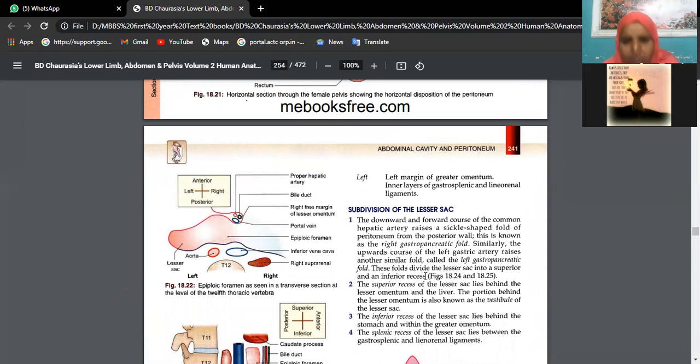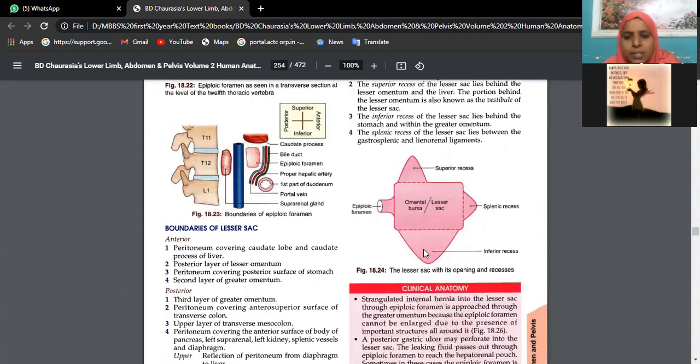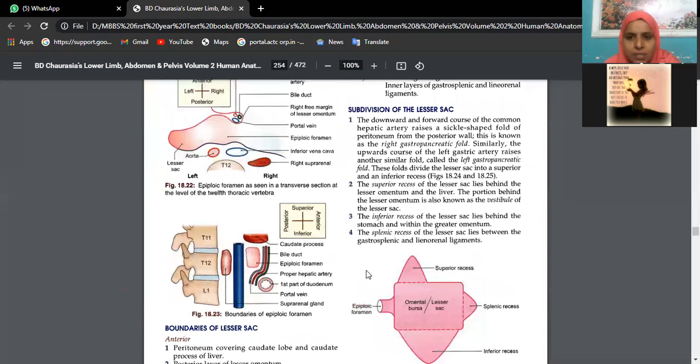These are two folds which divide the lesser sac into superior and inferior recesses. This is one recess, the superior recess, and this is another recess. Here we will have one artery and here we will have another artery. The folds between these two arteries form the superior and inferior recess. That is nothing but the common hepatic artery and the left gastric artery.